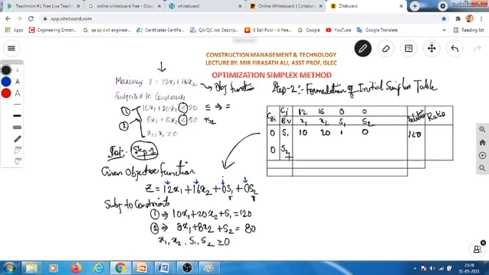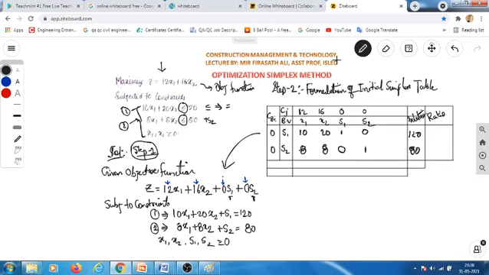Similarly, look at constraint equation 2. The coefficient of x1 is 8. The coefficient of x2 is also 8. S1 we do not have here, so I write it as 0. S2 we have over here, so we write it as 1. What is the solution? The solution is 80, as you can see over here.